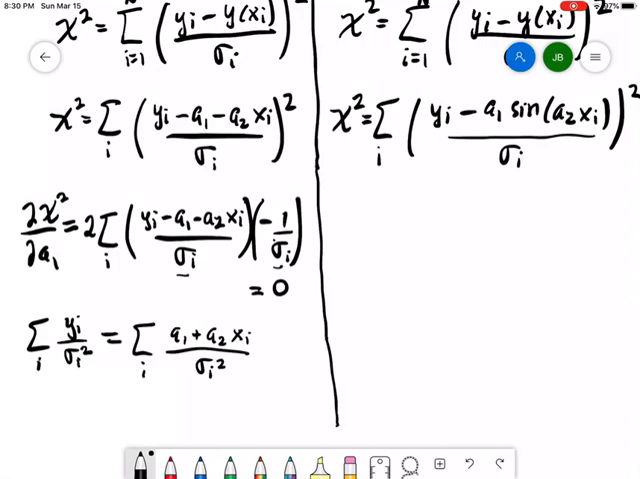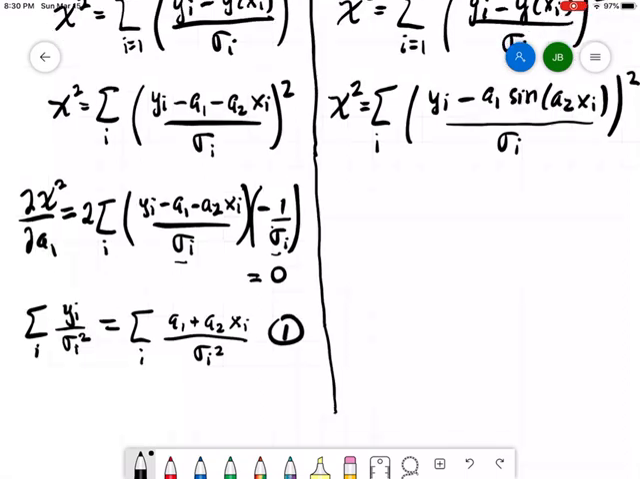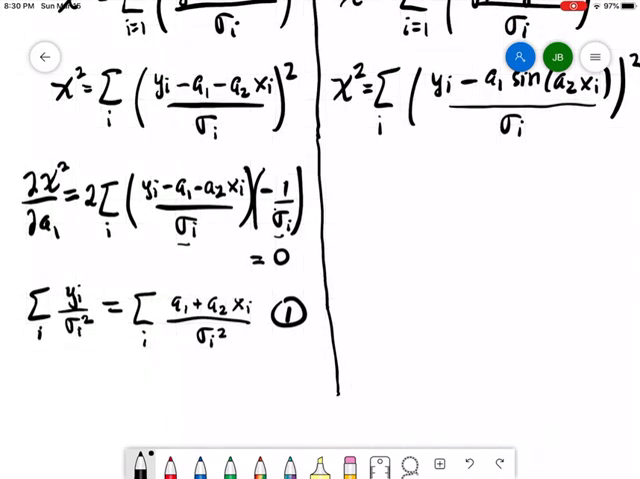All right, I'm going to call this equation 1, and we'll come back to it. Let's scroll up just a little bit. And what I want to really emphasize here is that on the left-hand side of equation 1, there is no a1 or a2. Okay, so now let's go back to the nonlinear fit, and we want to do the same sort of thing.